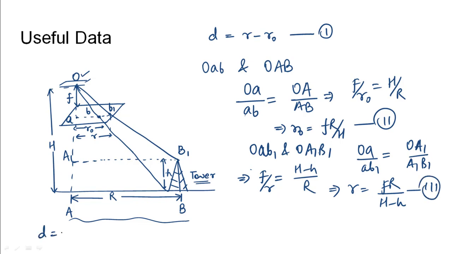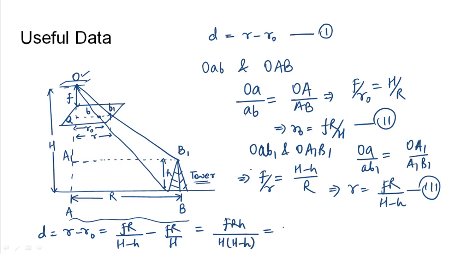The relief displacement is given by R minus R0. So that will be fR by H minus h minus fR by H. This would turn out to be fR into small h divided by capital H into H minus h. Using the value of R, which is fR by H minus h, we can convert this to Rh by H, or we can also write it in terms of R0, that would be R0 h by capital H minus h, which will be our relief displacement.